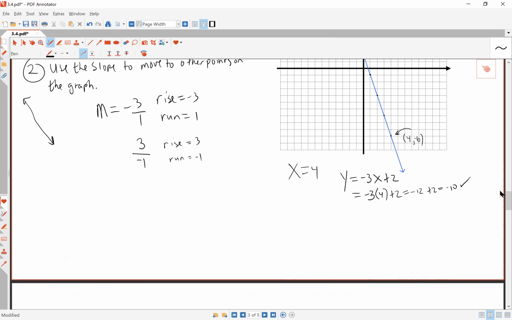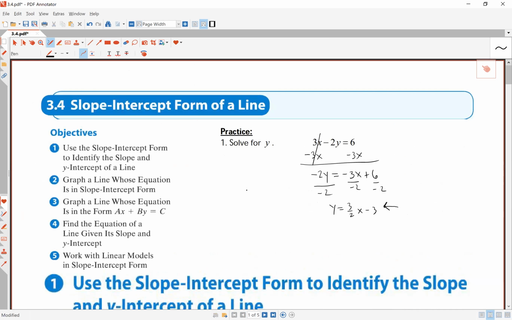This concludes the video for section 3.4, slope-intercept form of a line, objective 2, graph a line whose equation is in slope-intercept form.